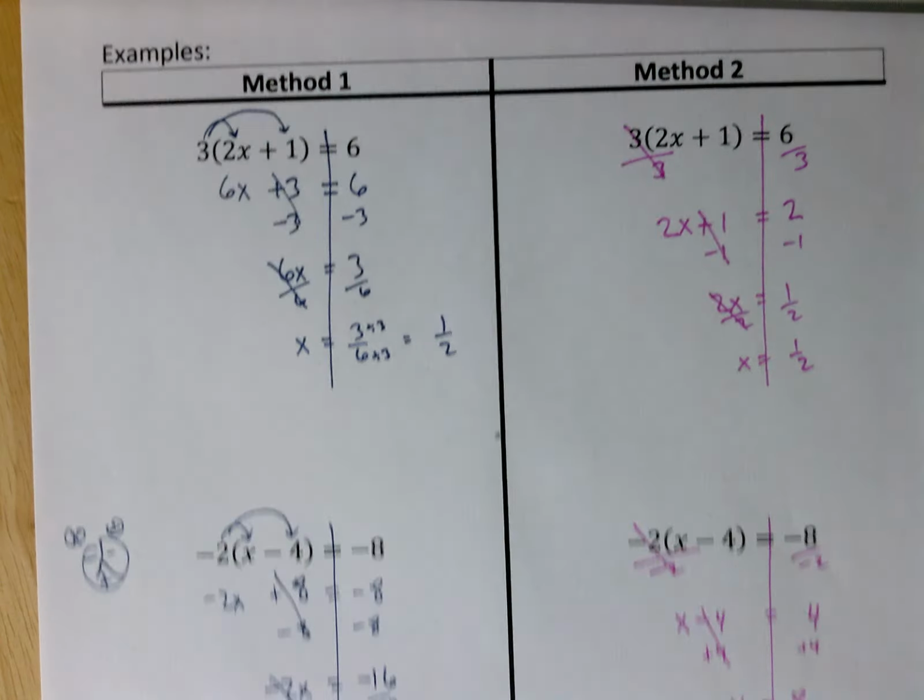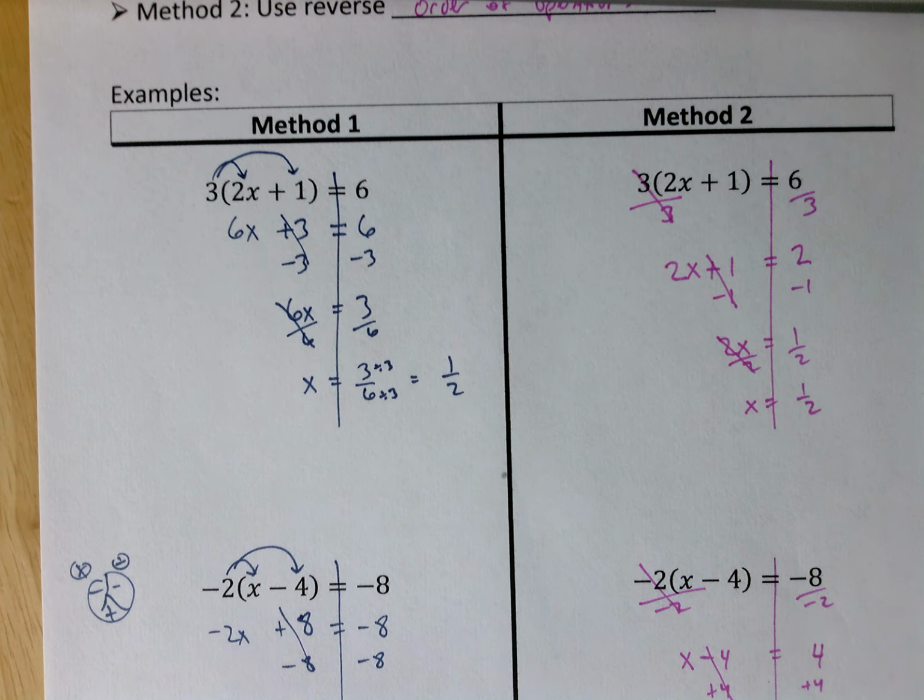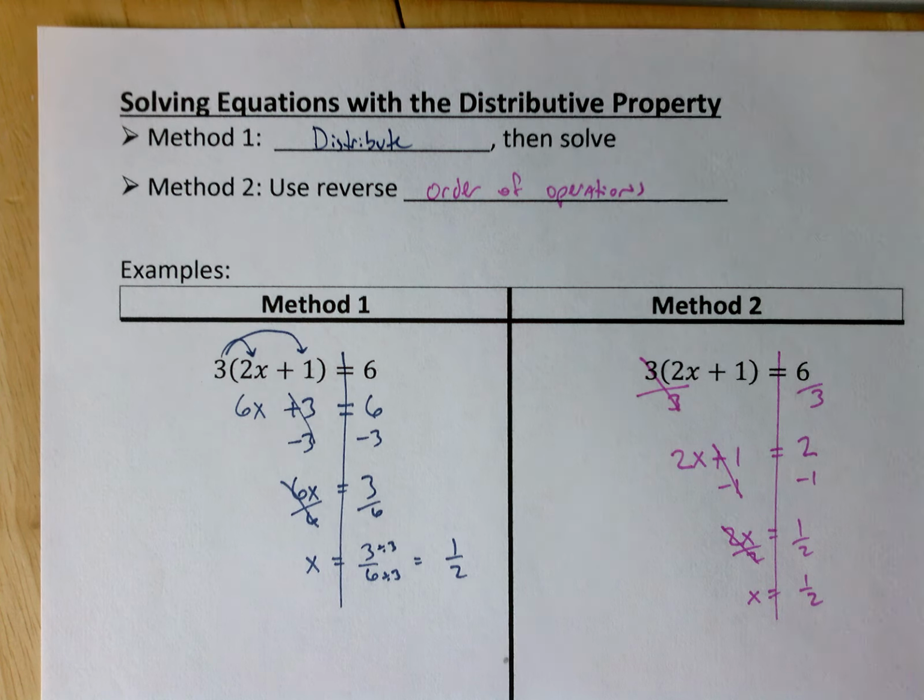Okay, so method one, method two, it does not matter which one you prefer. You can use either. I will never ask you to do one method or the other. You will always be able to choose which method you would like to do. So it's just different ways of doing things. Sometimes things click with certain people that don't click with other people. Okay, so that is how you solve an equation that has a distributive property in it.